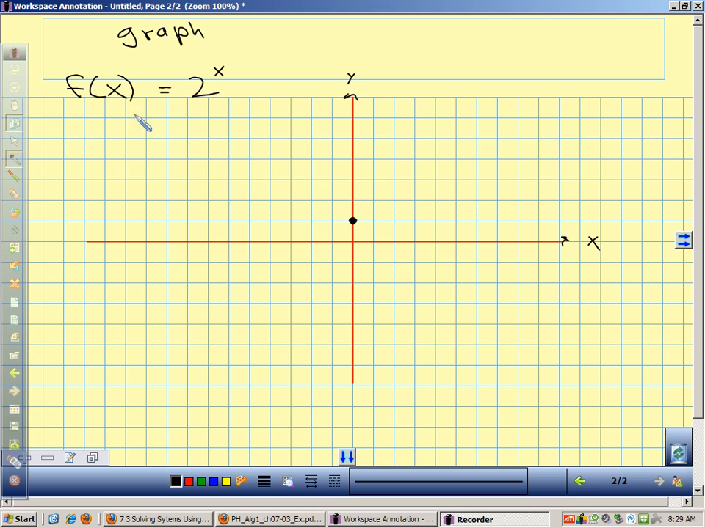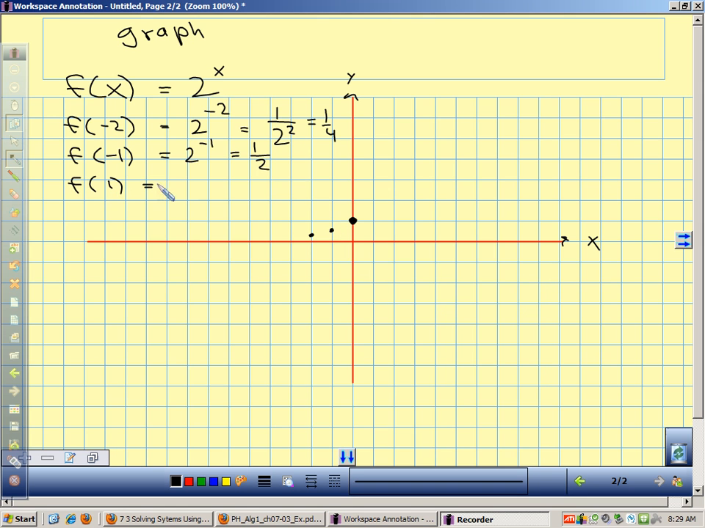So let's calculate f of -2, so over here, equals 2 to the -2, which is the same as 1 over 2 squared, which is 1/4. So at -2, we have 1/4. We have a point here. Let's calculate f of -1 equals 2 to the -1, which is the same as 1 over 2. So at -1, we have 1/2.